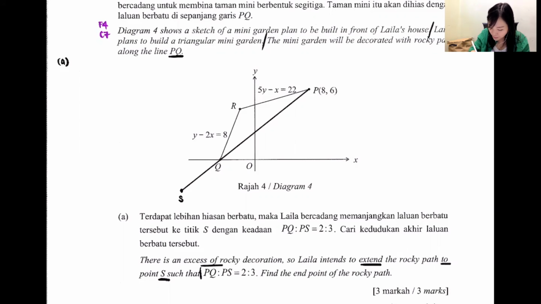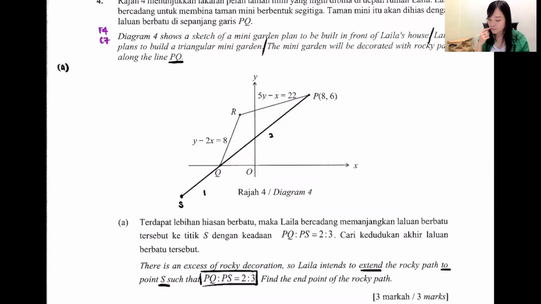So now they tell me PQ:PS ratio is 2:3. Don't write the ratio wrongly. P to Q is 2. Guys, don't tell me, teacher, here 3. No. That is QS. They say PS. PS is the whole line. If the whole line is 3, that part is 2, isn't it? QS will be 1. So I hope you guys all understand so far.